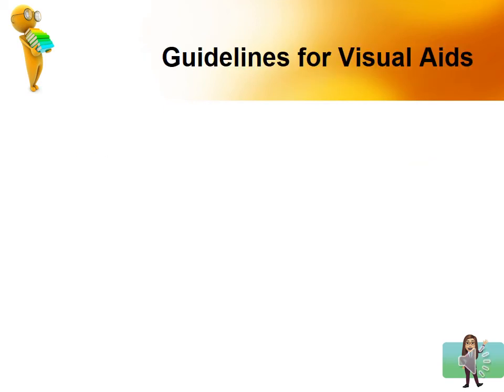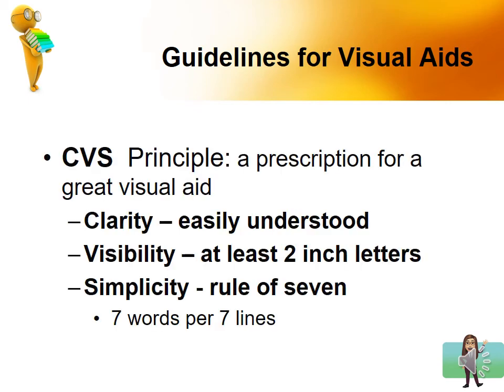Let's talk about guidelines for visual aids. We have what we call the CVS principle. So this is a prescription for a great visual aid. So we have C for clarity. It should be easily understood. Visibility, at least 2-inch letters, and simplicity. So this is the rule of 7 words per 7 lines.